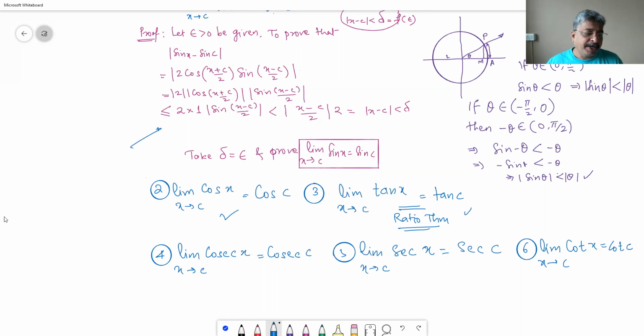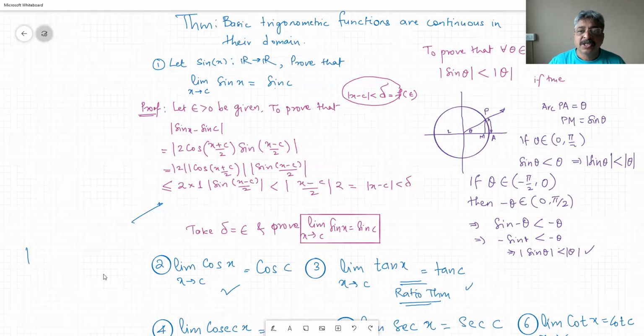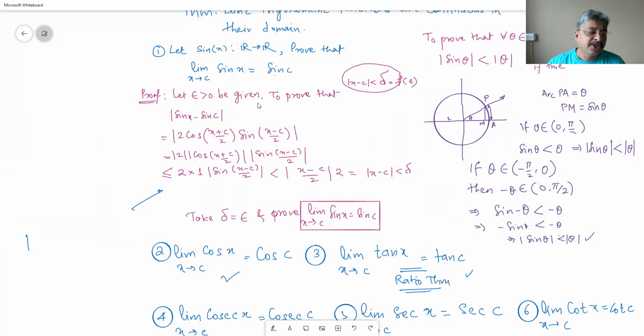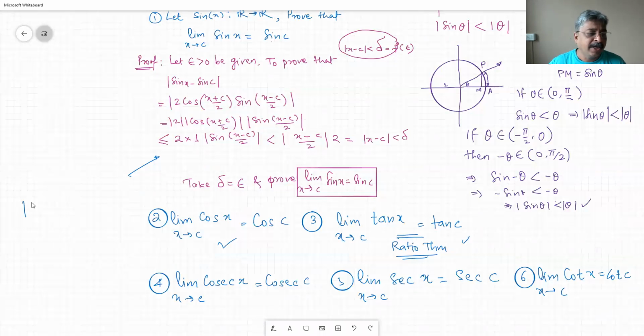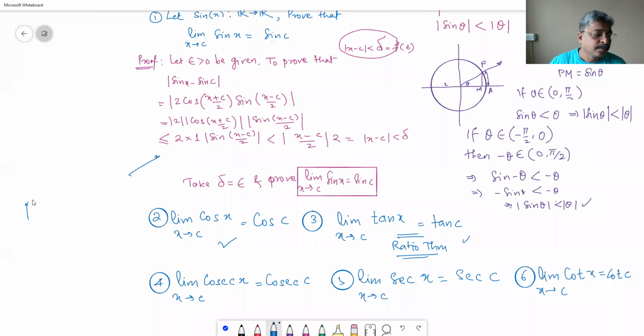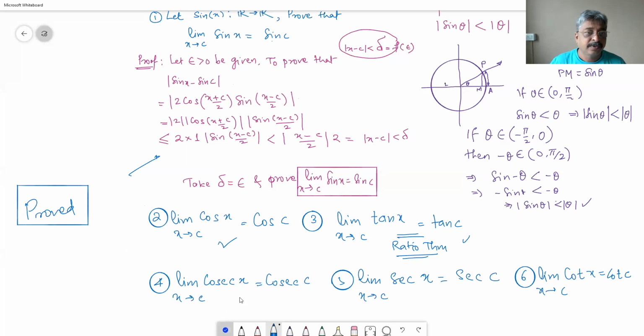Okay, so trigonometric functions, the theorem that we had written: all trigonometric functions are continuous in their domain. Trigonometric functions are continuous in their domain. This is what we had written and proved. Okay, next.